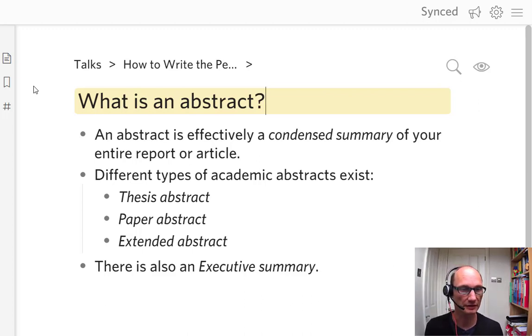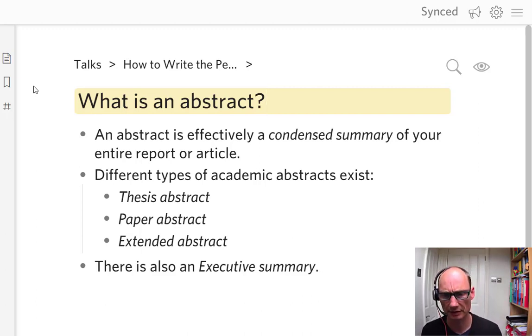Basically, an abstract is nothing else than a short and concise summary of your entire content of the report or the article. And the problem here is at the same time it needs to be short, but also complete. You need to capture the main ideas and contributions in one short summary, and that's what makes it so difficult. There are actually different types of abstracts around. So today we'll talk about effectively a thesis or a paper abstract, but I'm mainly having the thesis abstract in mind for my audience. Paper abstract is quite similar.